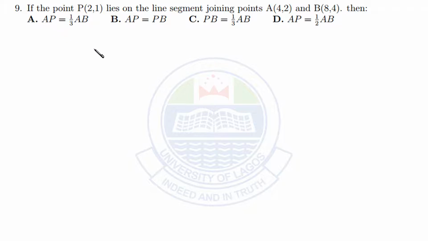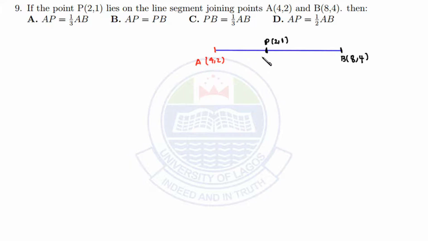In this question, they said if the point P of (2, 1) lies on the line segment of point A of (4, 2) and B of (8, 4), then let's try to analyze this problem. So let's say we have a line segment here, and we have our point A to be (4, 2). So this is our point A, and we have our point B to be (8, 4), because this point lies on the line segment. Let's say we have point P somewhere here, which is (2, 1).